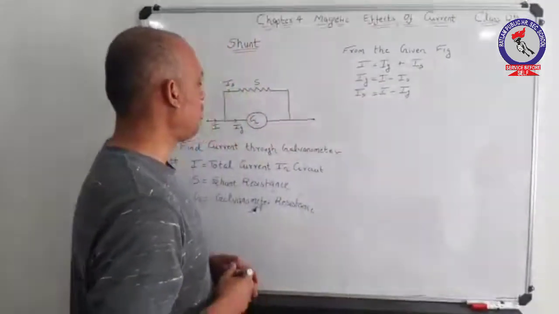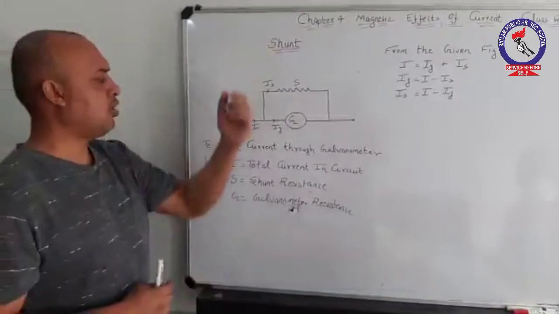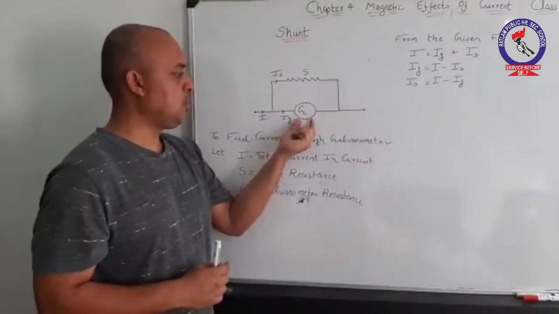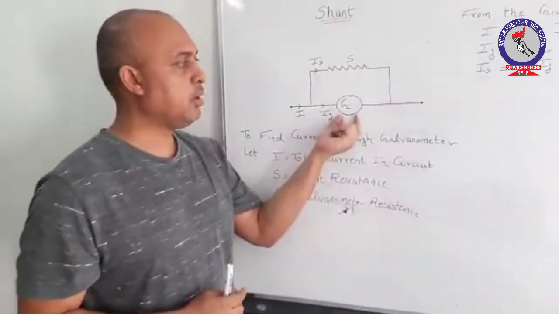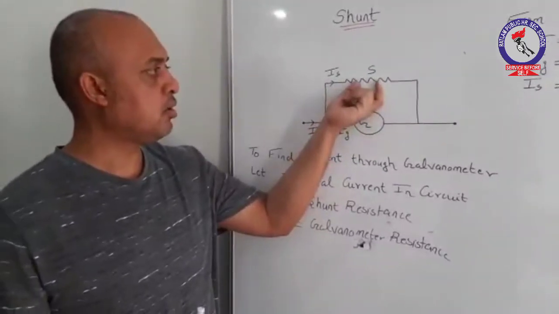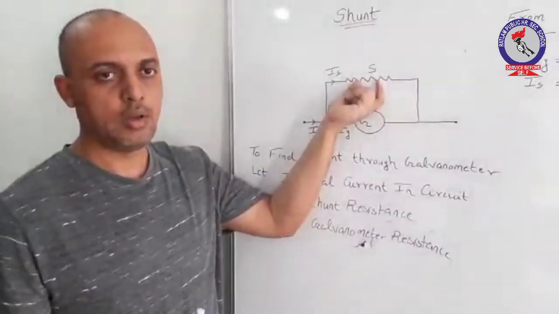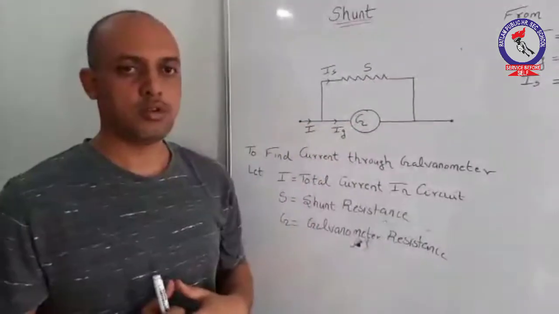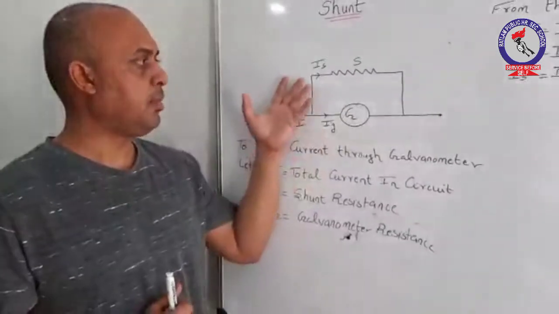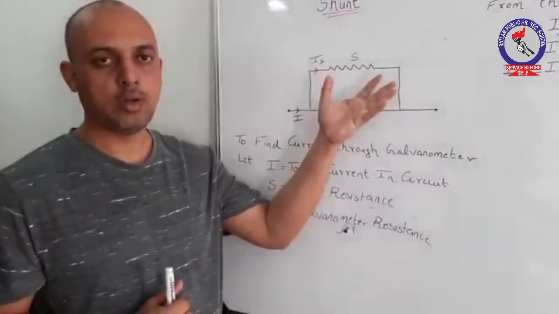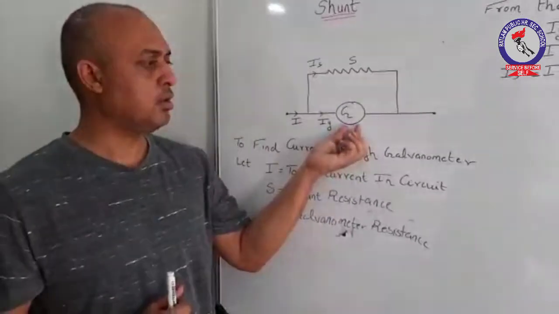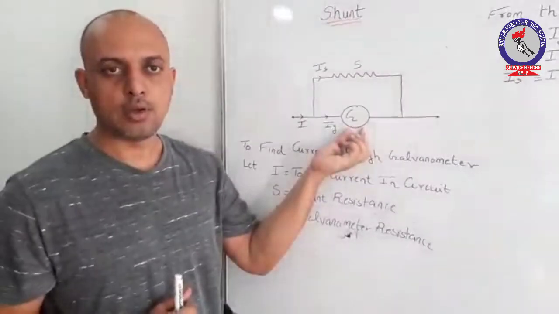Now, let us observe this diagram. As you can observe, G is representing a galvanometer and we have connected a low resistance shunt in parallel to it. The basic use of this low resistance shunt is to allow maximum current to pass through it so that it can protect this galvanometer from damaging.